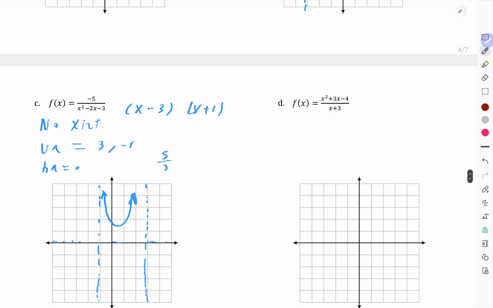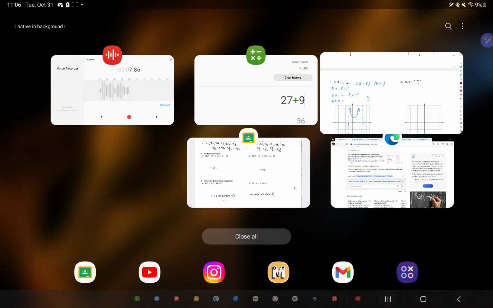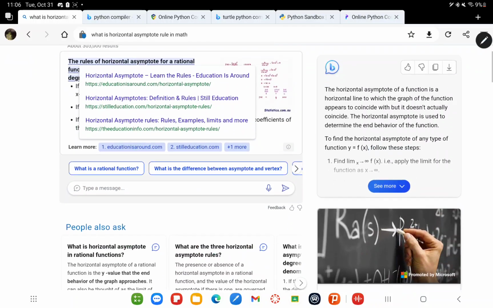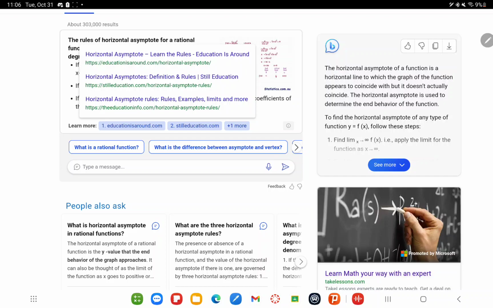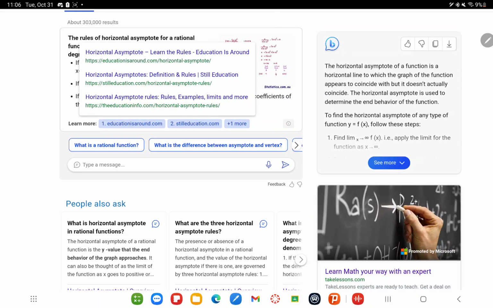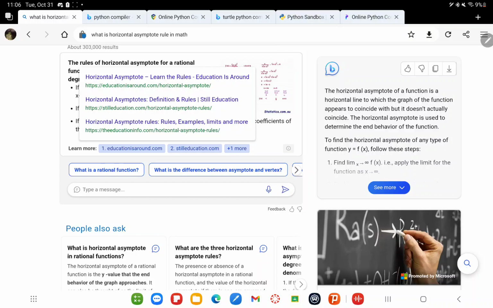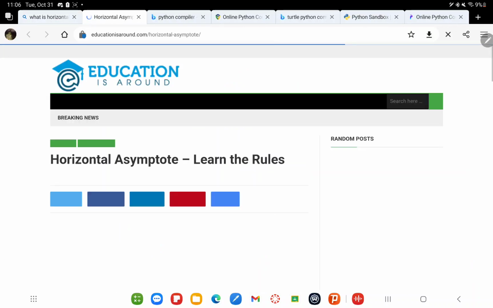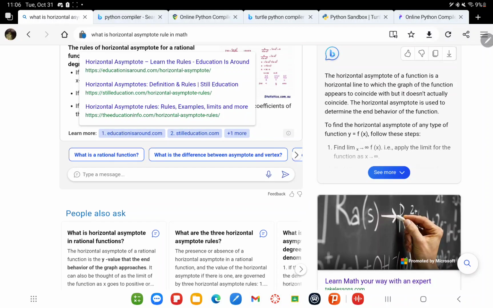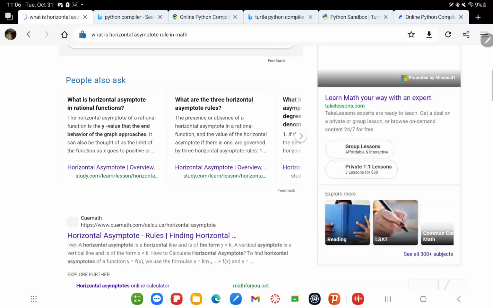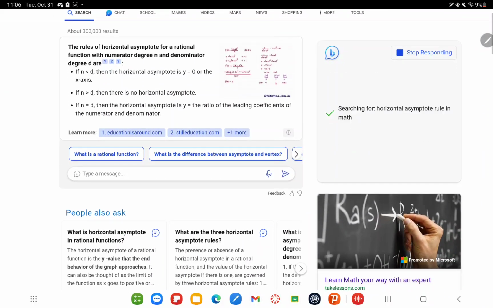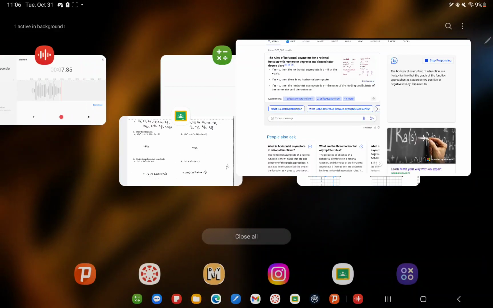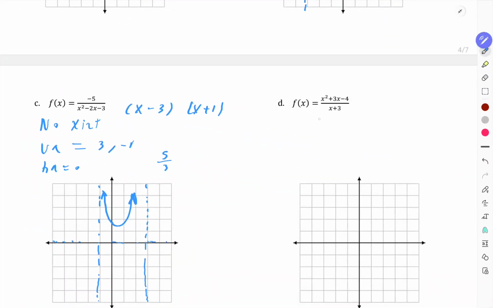In the case of this one, the numerator is bigger than the denominator, and when the numerator is bigger than the denominator, wait, hold on, what is happening? Okay, I need to refresh this because it's being weird. Okay, when the numerator is bigger than the denominator, then that means that there is no horizontal asymptote. So go here, there is no HA.